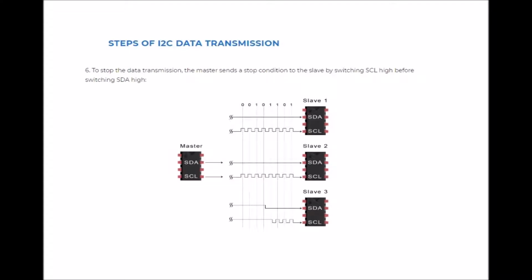Step 6. To stop the data transmission, the master sends a stop condition to the slave by switching SCL high before switching SDA high.